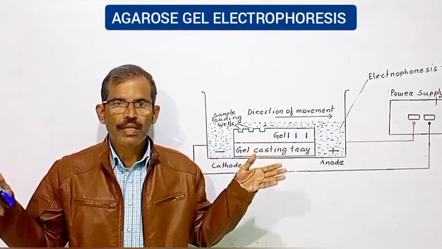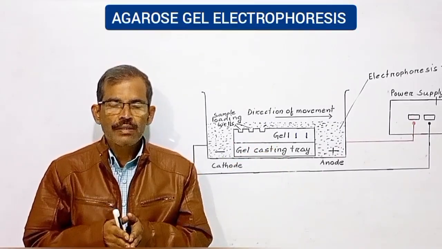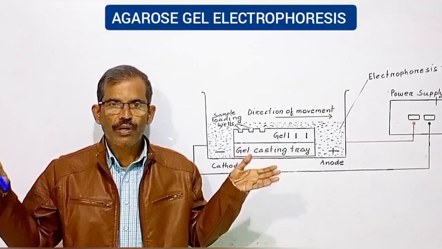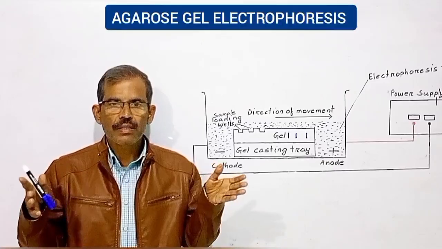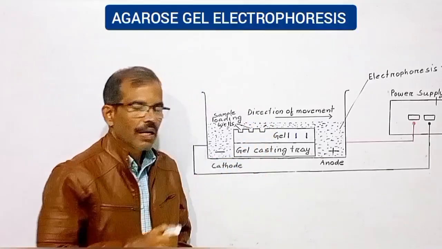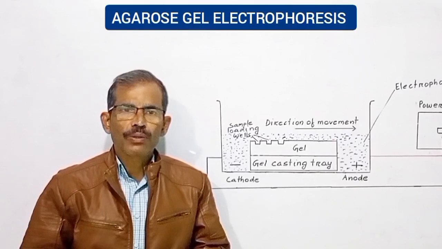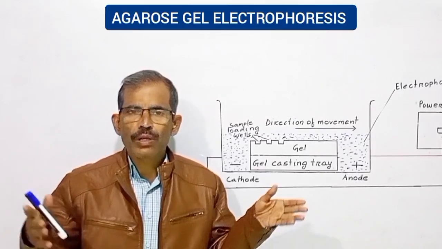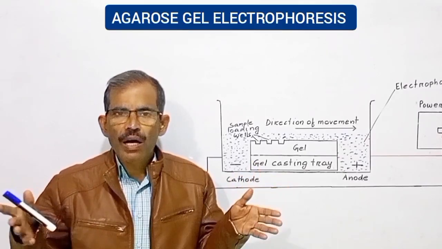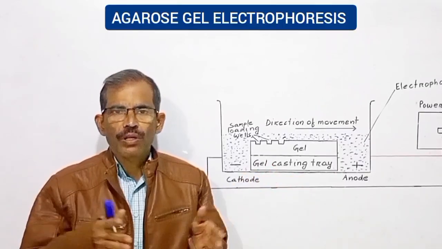Before application, the sample is mixed with a loading buffer that contains a dense compound such as sucrose, glycerol or Ficoll. This raises the density of the sample so that it will sink to the bottom of the well. This minimizes sample diffusion. In addition to this, the loading buffer also includes a tracking dye such as xylene cyanol or bromophenol blue in order to monitor the progress of electrophoresis.